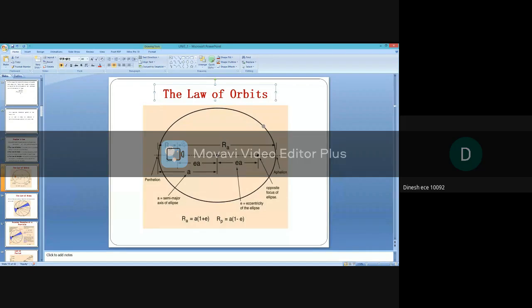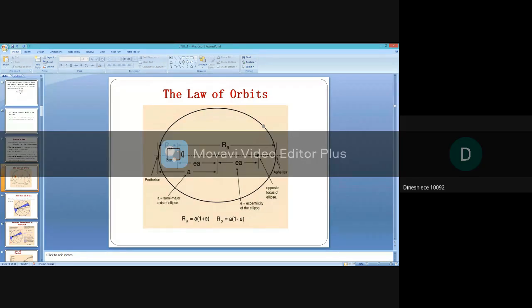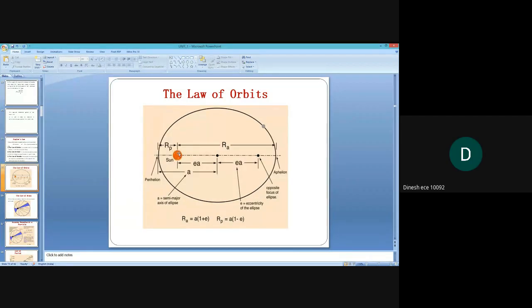The farthest point from the sun when the earth is rotating. So you can see in the ring, a mass body is rotating. Consider this as earth. So the farthest point from the sun to the earth is measured as aphelion, or we call it apogee. And the shortest point from the sun is called perigee. So the distance between the perigee point to the center of the sun is RP.